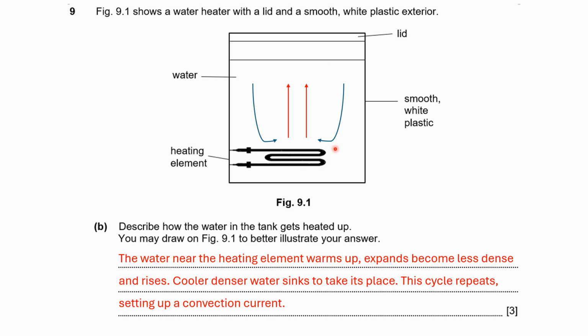And then this cycle repeats because now the water takes its place, it can get heated up by conduction, and so on and so forth. The cycle will repeat and set up a convection current, that being self-repeating. This is your third point.